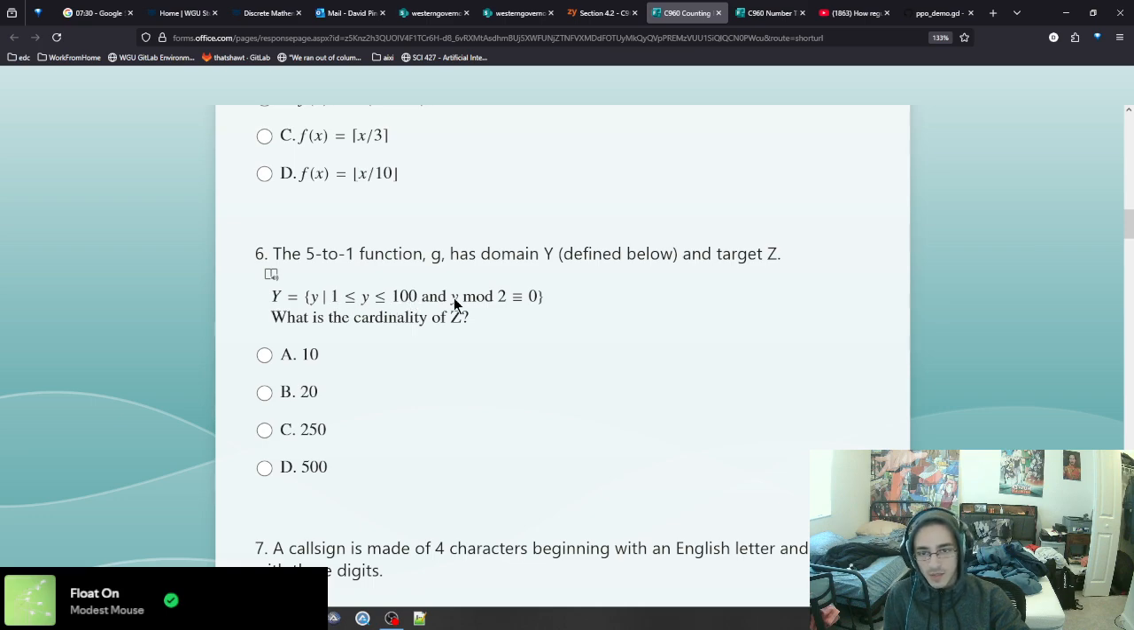But it has to be divisible by 2 at the same time. So how many numbers here are divisible by 2? Well, I think it's half, right? So it's going to be 50. 50 divided by 5 is 10. So could be that, I suppose. I think that is correct.